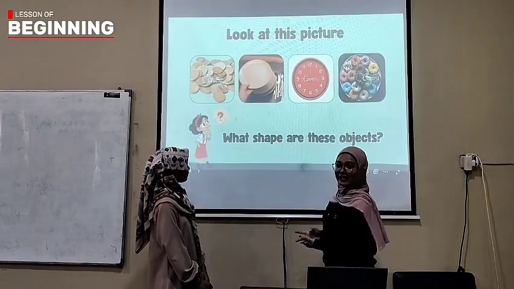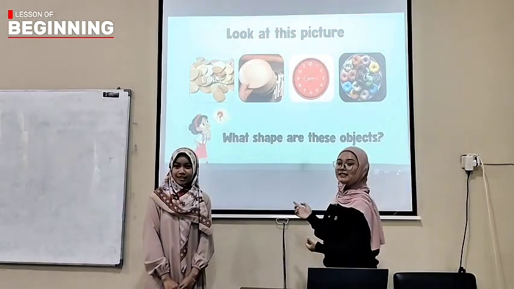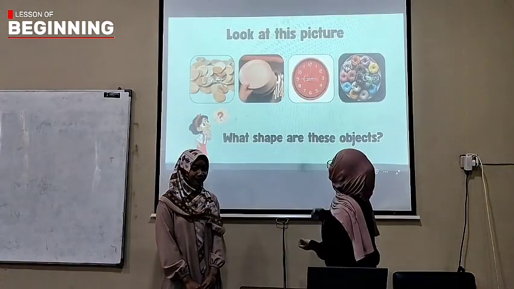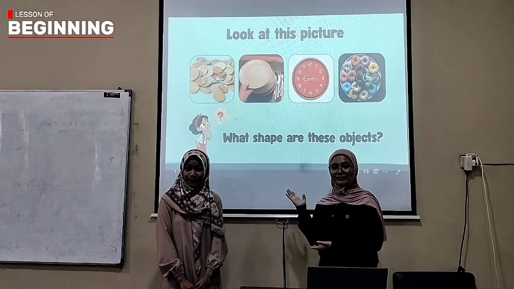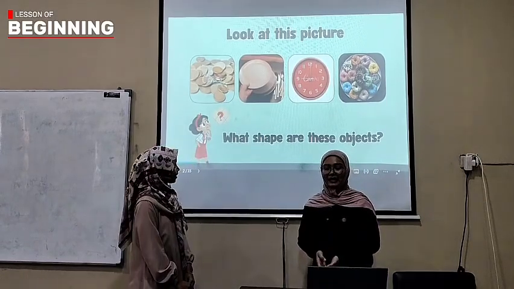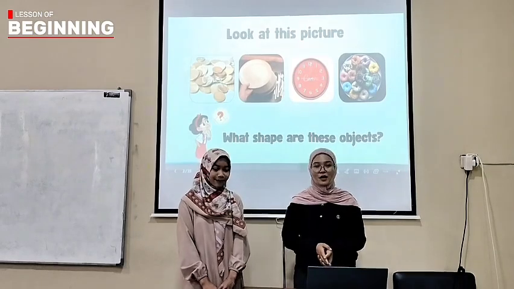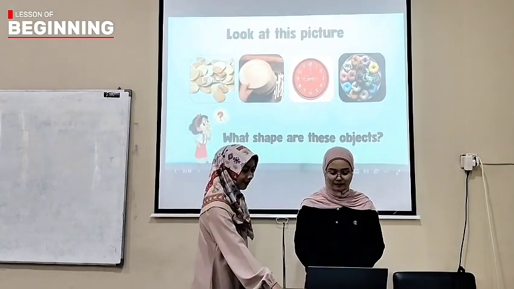Before we start, look at the picture. What are these objects? Clock, coin, flat, and donuts. Yes. And what shape are these objects? Circle. Yes, right. So today we will learn about the parts of a circle.